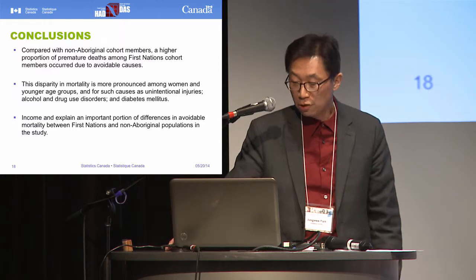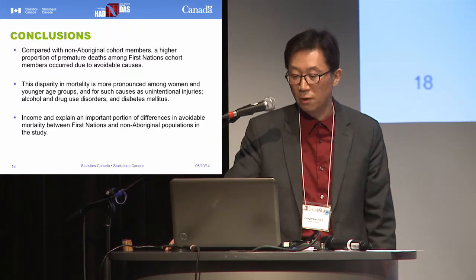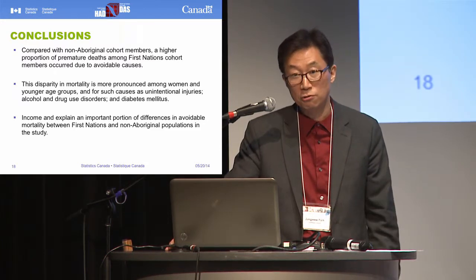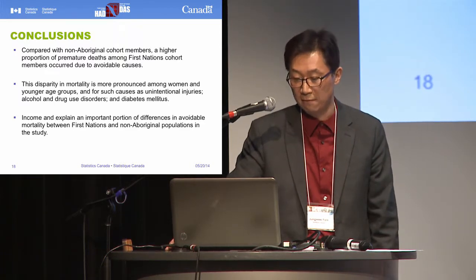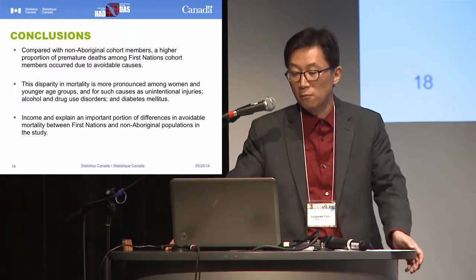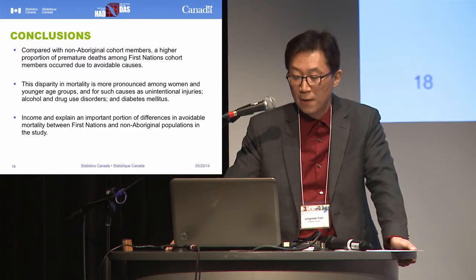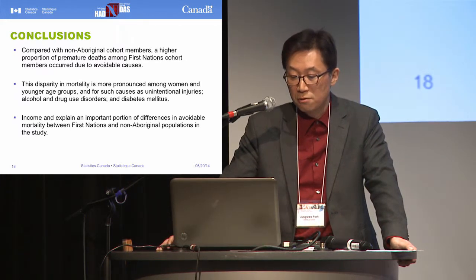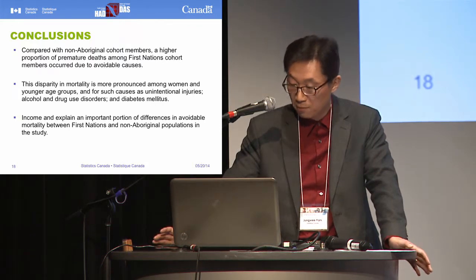So, conclusion. Compared with non-Aboriginal cohort members, a higher proportion of premature deaths among First Nations cohort members occurred due to avoidable causes, significantly higher avoidable deaths. Second, the disparity in mortality is more pronounced among women than men, and among younger age groups, and for specific causes like unintentional injuries, alcohol and drug use disorders, and diabetes mellitus. Those are the big ones.